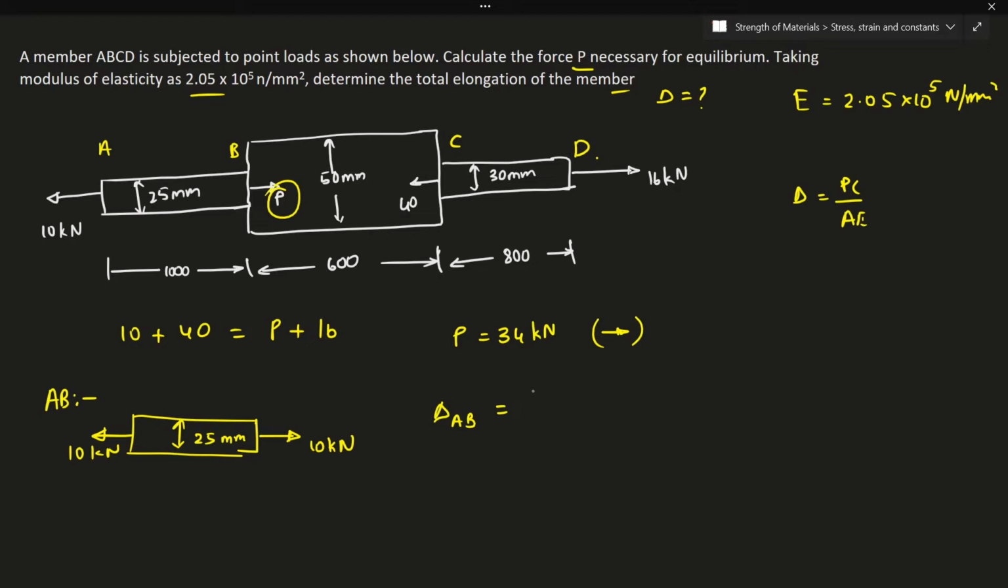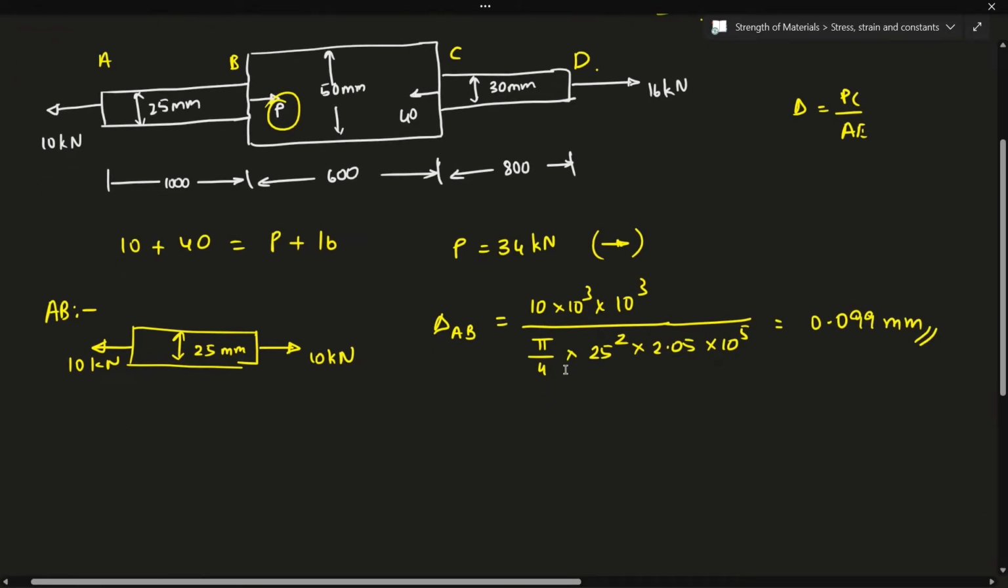I'll simply write it here, PL by AE. The force is 10 into 10 to the power of 3, into length is 1000 into 10 to the power of 3, divided by pi by 4 into d square, that is 25 square, into 2.05 into 10 to the power of 5. And now if I simplify this, I'll be getting 0.099 mm as the answer. Right.